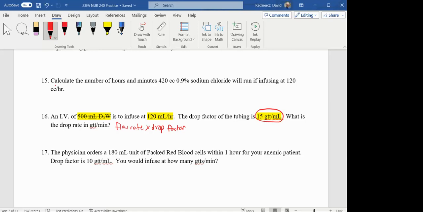All right. So I need 2 pieces of information. I need flow rate, which tells me 120 milliliters per hour, and I need the drop factor, 15 drops per milliliter.